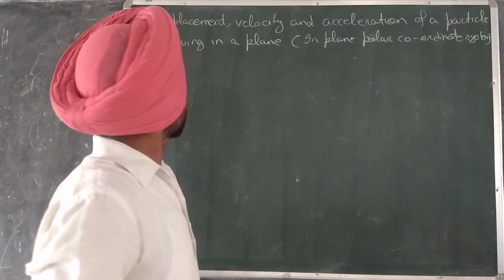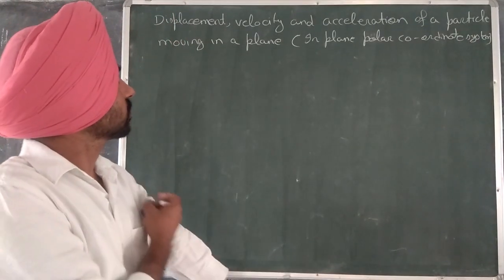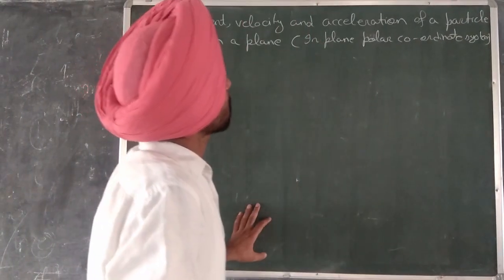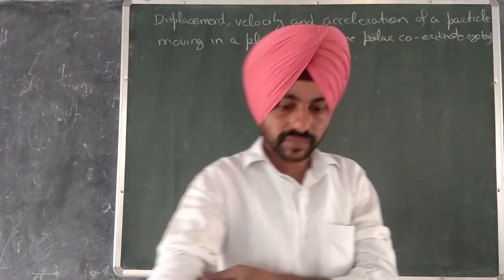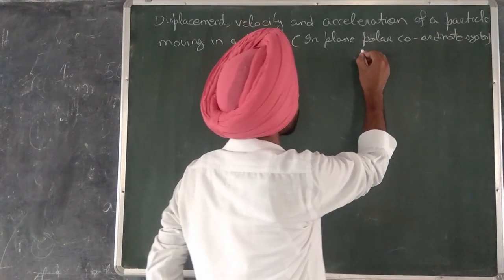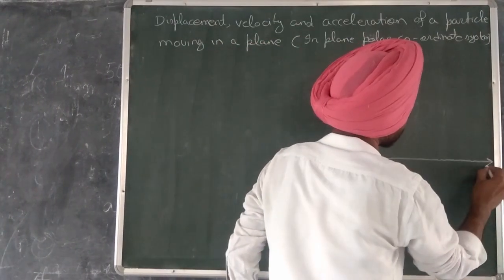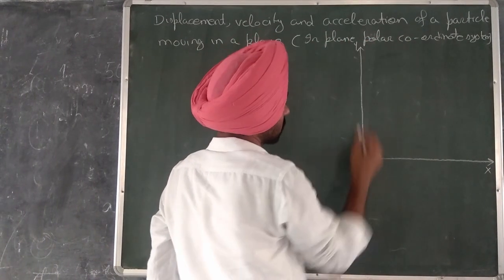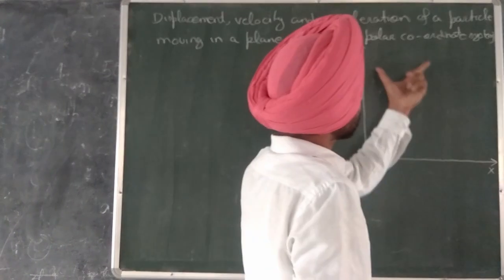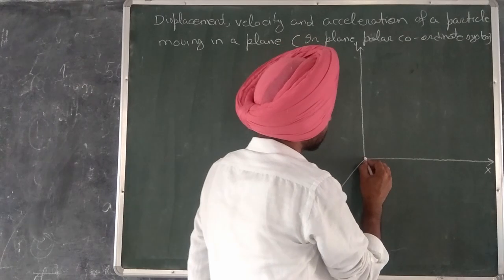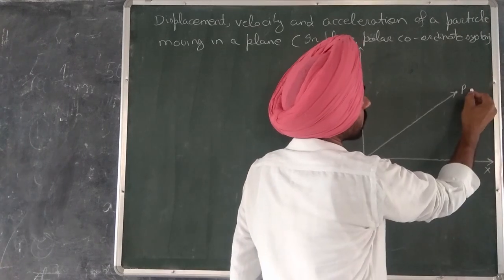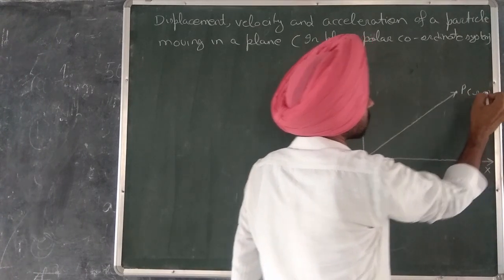So today we will discuss the displacement, velocity and acceleration of a particle moving in a plane. The coordinate system in this article is the plane polar coordinate system. So we consider the xy plane. In this xy plane, suppose the particle is at point P, initially at any time t. The position coordinates of point P are r and theta.